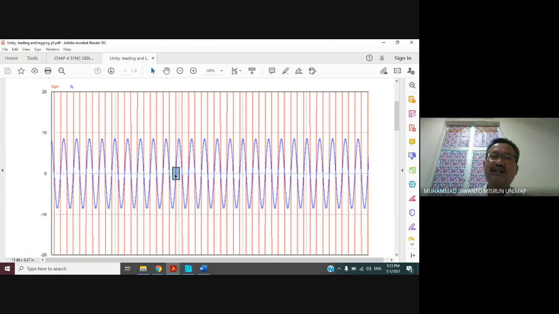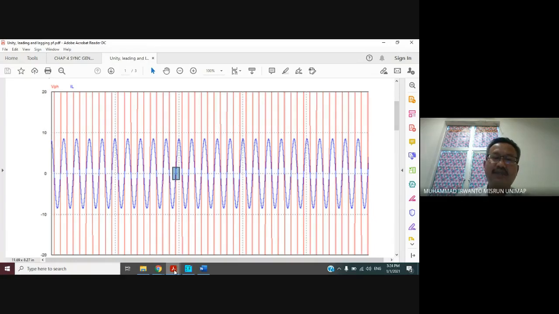They appear together. If they appear together, it means this one is unity, or in phase. Meaning the cos theta power factor is unity. Usually the type of load of the synchronous generator is resistive load. Resistive load, this one.